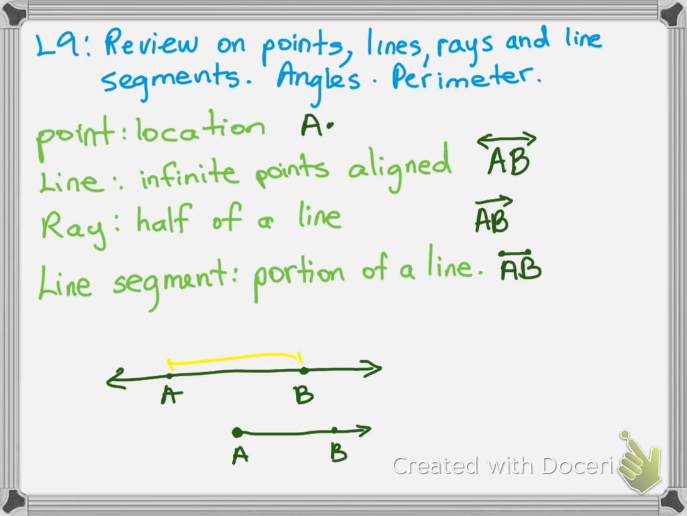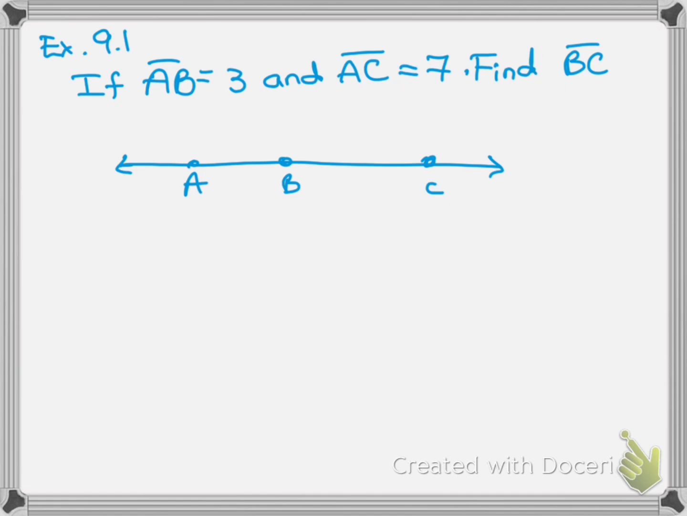In example 9.1, they give us two segments, AB equals 3 and AC equals 7, and we need to find BC. Now, if we put the information here on our drawing, we see that that's 3 and that is AC, that is 7. So we need to find BC. Since we have a whole and we have a part, we have to subtract to find x. So 7 minus 3 equals 4.